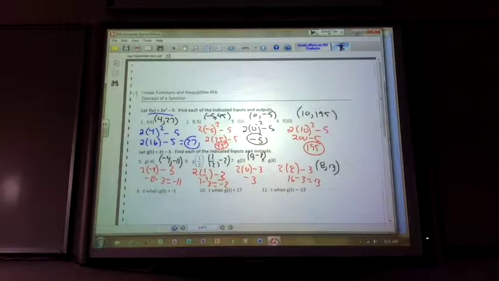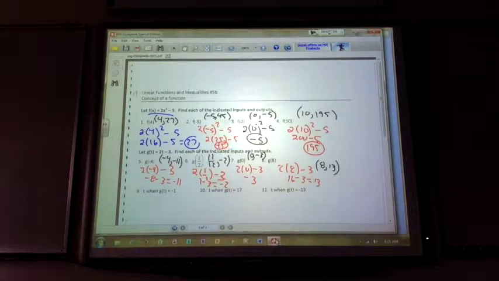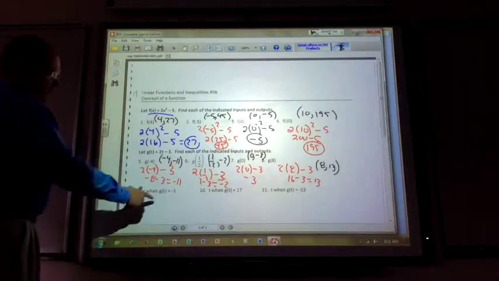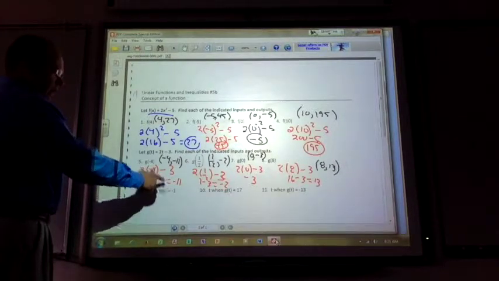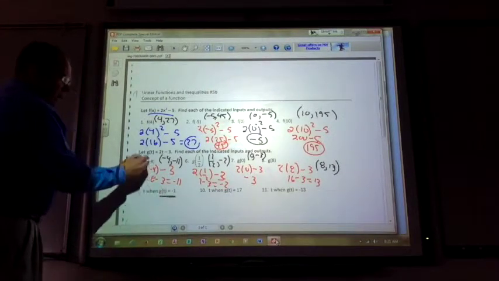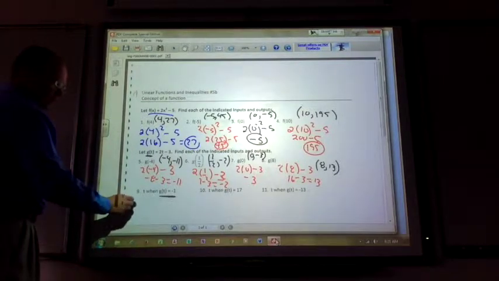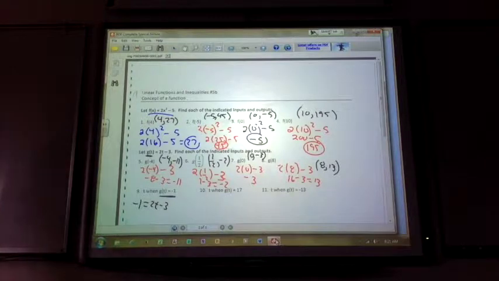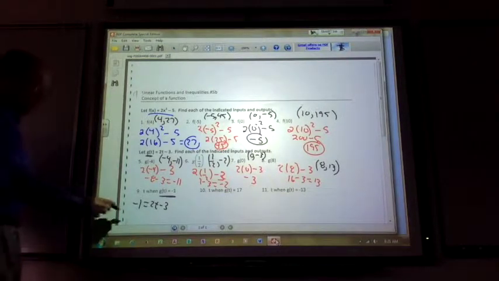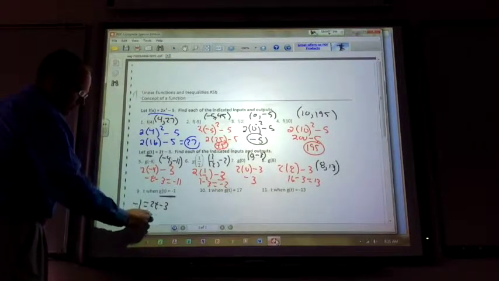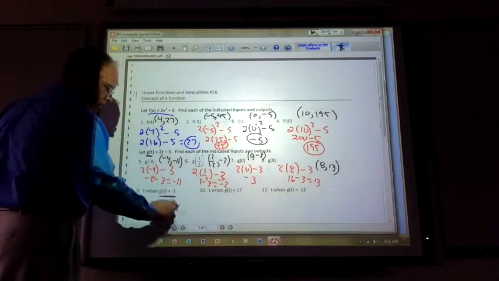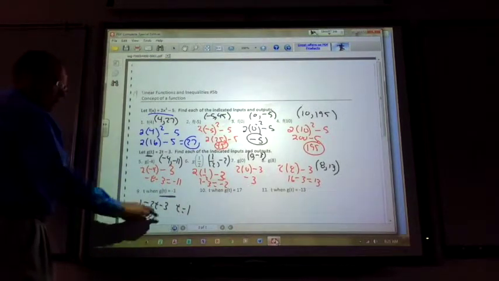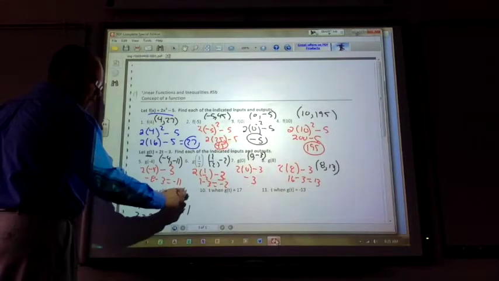Okay, so we started out, you're plugging in for your variable when you have it in functional notation. But then number 9, we want to find what t is when g at t is equal to -1. So here, this means I'm going to set this equal to that variable. So I'm going to get -1 equals 2t minus 3. And that's just second week of Algebra 1 to solve. Add 3 to both sides. Divide by 2. So t is equal to 1. Okay? So this yields me the point (1, -1).